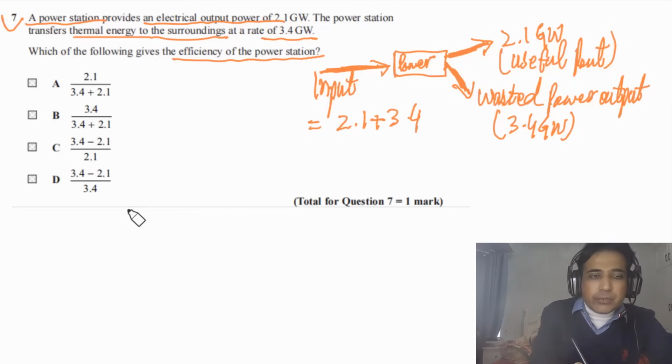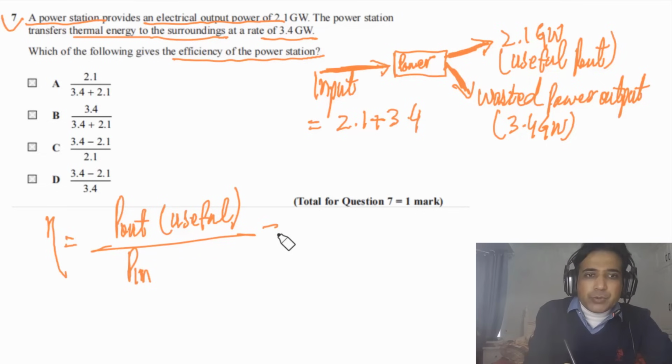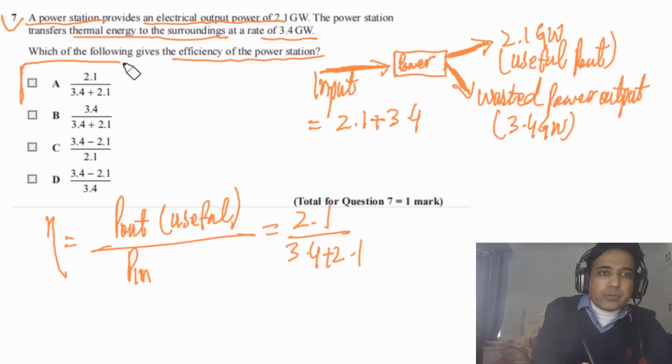We need to calculate efficiency in this case, so this is the symbol for efficiency, so this has to be P out useful over total P in, P input. So we have useful, that is 2.1, divided by total, that is 3.4 plus 2.1. So the answer for this question has to be A.